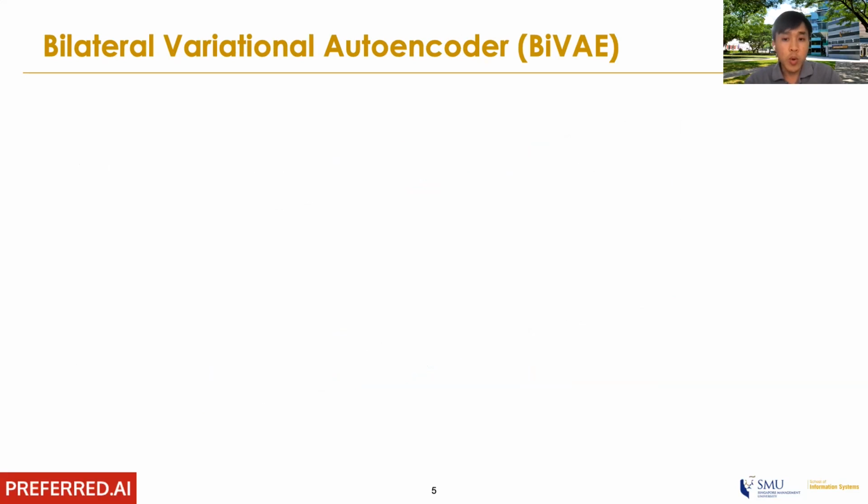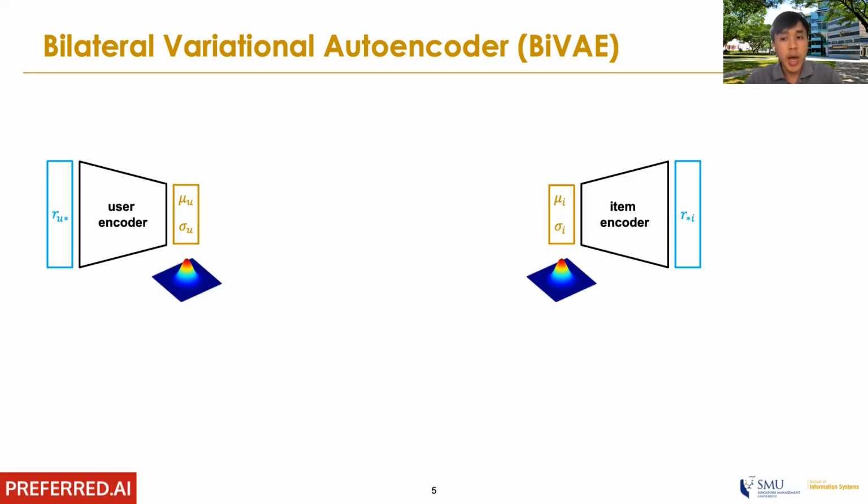So in this paper, we propose a model named Bilateral Variational Autoencoder, or BiVAE for short. We fix the asymmetry of the VAE architecture by learning the variational representation for both user and item simultaneously. The BiVAE model consists of user and item encoders, which characterize the distribution of user and item latent representations, from which we can sample theta u and beta i. Theta u is the user representation, and beta i is the item representation.